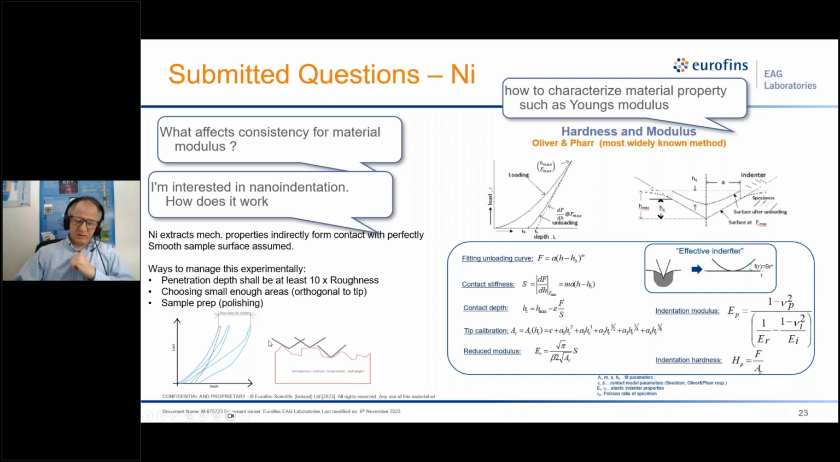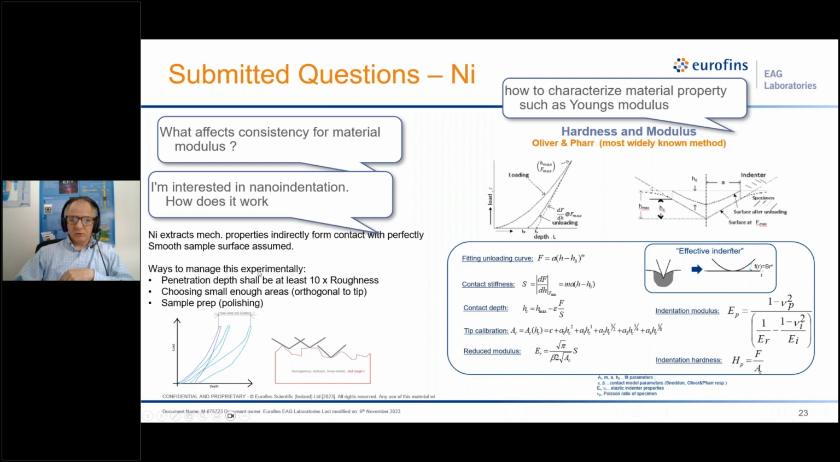Such as if you probe laterally, we get side forces, and you can probe on the top of an asperity or in the valley. So all these will produce significant non-repeatability.